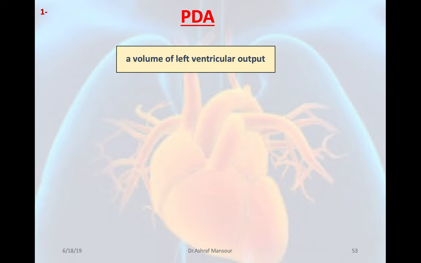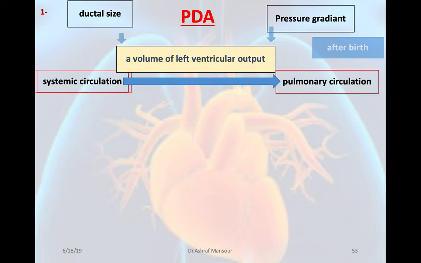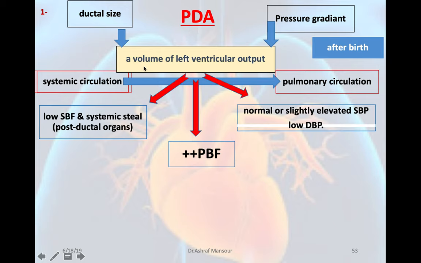What is PDA? PDA is just a volume of the left ventricular output that will be shifted from the systemic circulation to the pulmonary circulation after birth, according to a pressure gradient and according to the size of the ductus arteriosus. And the effect of this volume, which will be stolen from the systemic circulation to the pulmonary circulation, will be three points: low systemic blood flow, steal phenomena, increase in the pulmonary blood flow, normal or slight elevation of the systemic blood flow, and low diastolic blood flow.